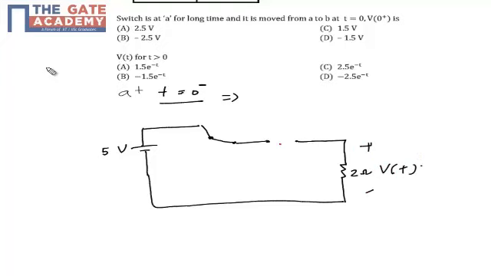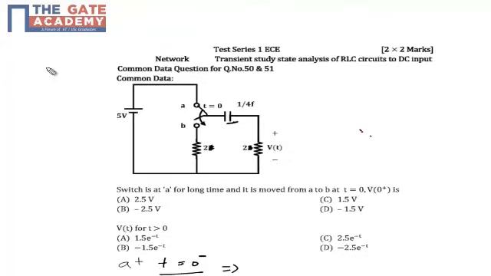So my capacitor has been connected to the 5 volt supply, and it is open circuited because it will be charged to the supply voltage. If I find Vc at 0 minus, my Vc at 0 minus will be equal to 5 volt. It will be charged to the supply voltage because we know that my circuit is in steady state. In steady state, the capacitor will attain the maximum possible voltage, which in this case is 5 volt.